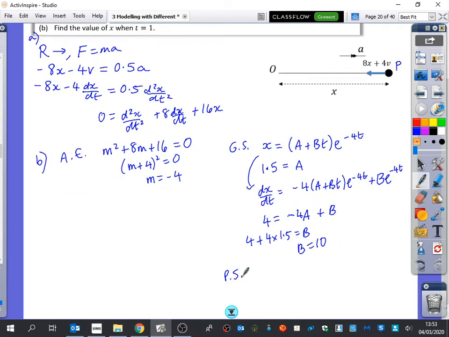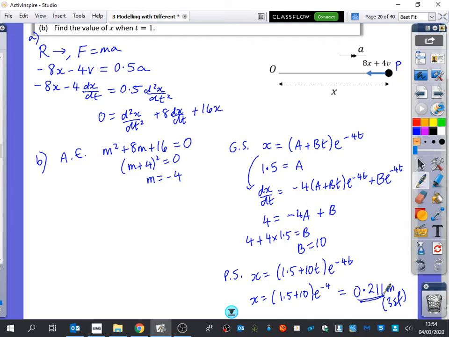So the particular solution is x equals 1.5 plus 10t e to the minus 4t. And they want us to find the value of x when t equals 1. So x equals 1.5 plus 10 e to the minus 4, which is typed into a calculator. So that's 11.5 times e to the minus 4, which is 0.211 meters to 3 significant figures.